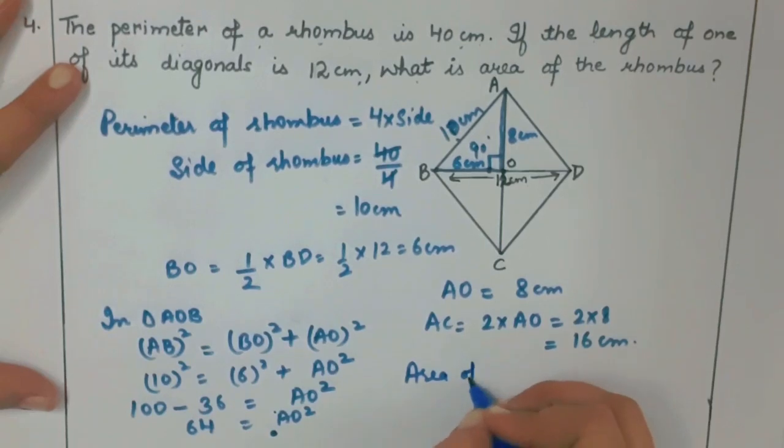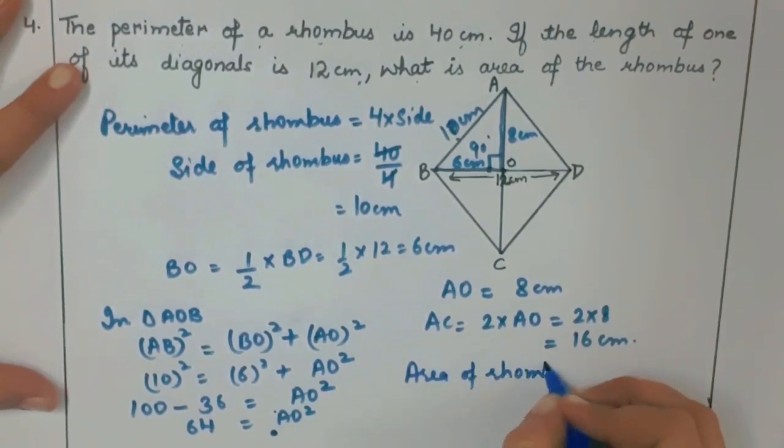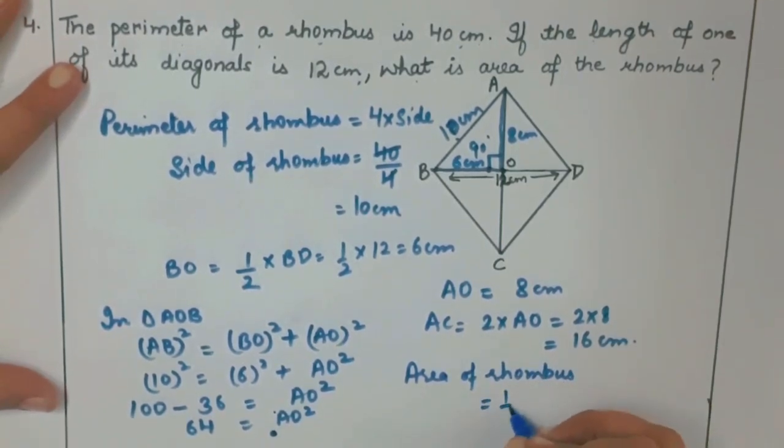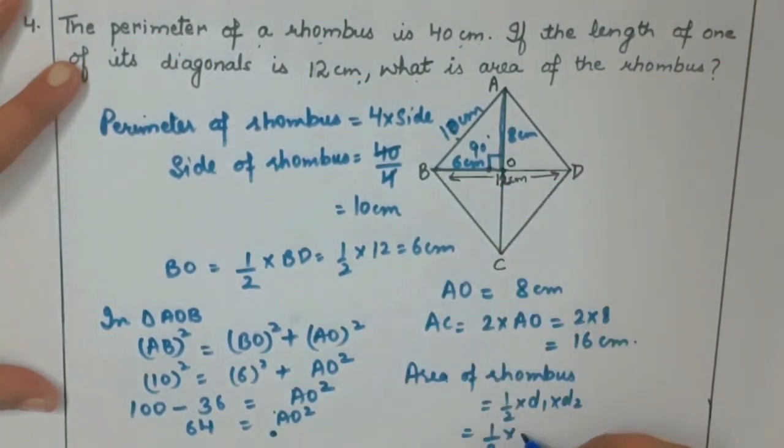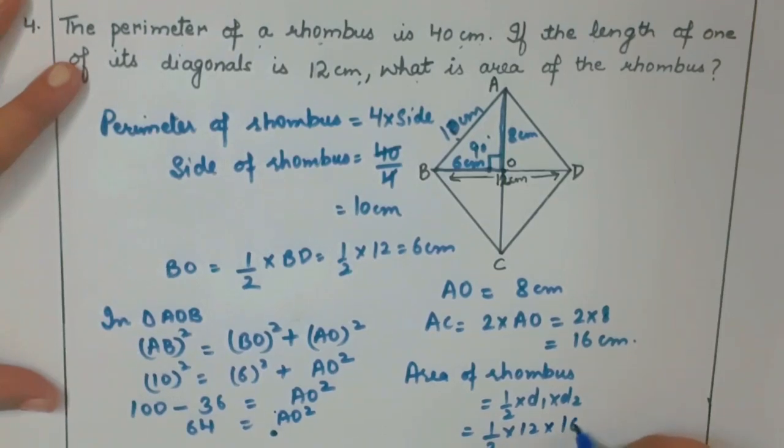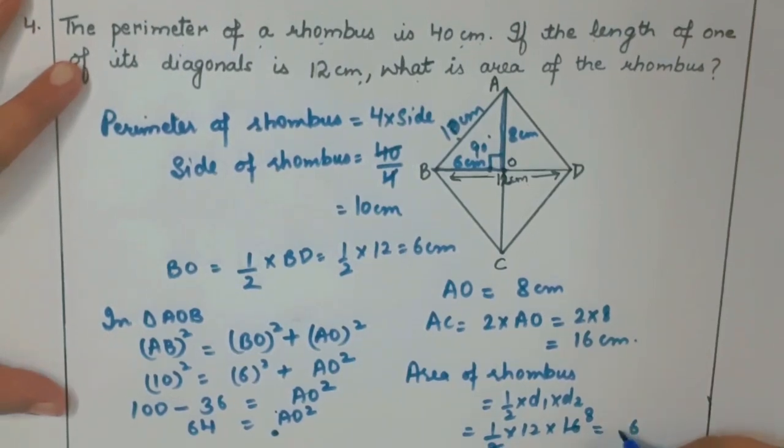Area of rhombus is equal to half into diagonal 1 into diagonal 2. Now put the values of diagonals. Half into diagonal 1 is 12 centimeter and diagonal 2 is 16 centimeter. Now solve it, cut it, and 12 sixes are 96 centimeter square.